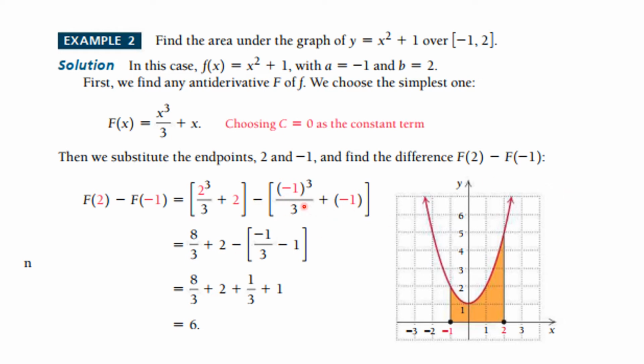Now there's a lot of calculation here. Make sure you can follow this and do that. But when we simplify this, we get this number minus. When we simplify this, we get this number. We distribute that minus sign, combine terms, and we get 6. That's this area.